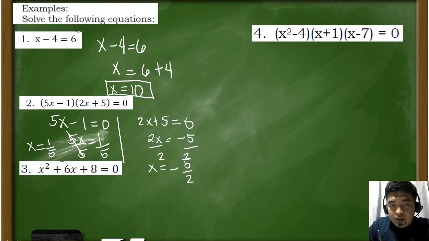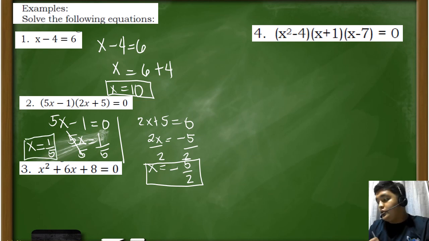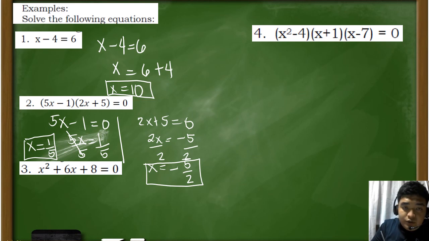Okay, so these are our values of our x: 1 over 5 and negative 5 over 2. For number 3, we'll just use factoring, no? So you will find factors of 8 that if we add them, the result is positive 6.